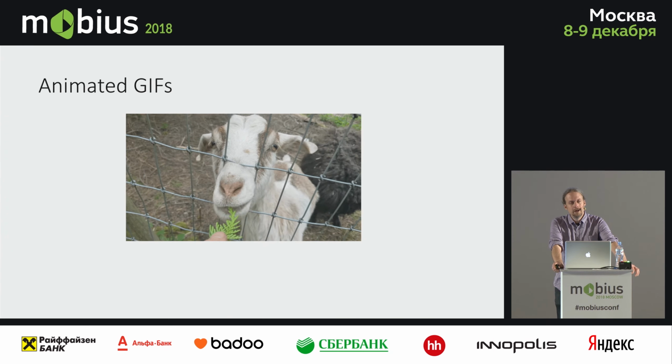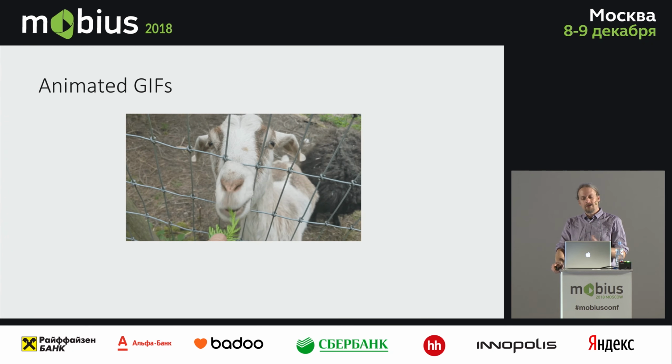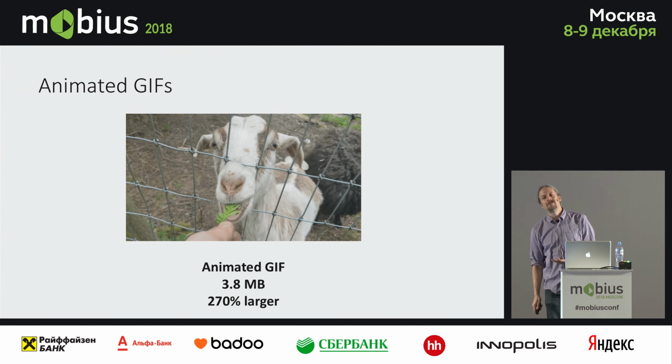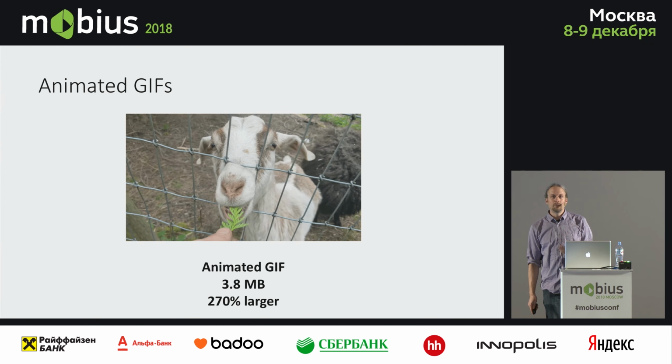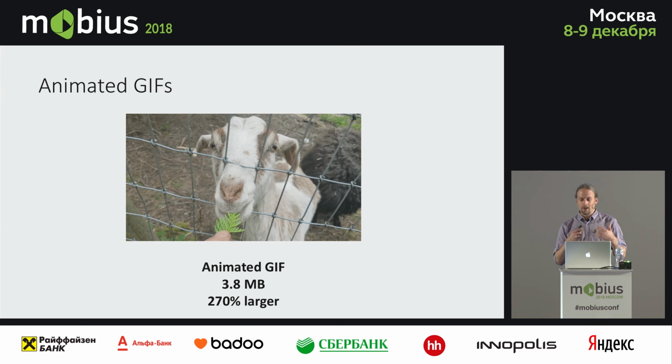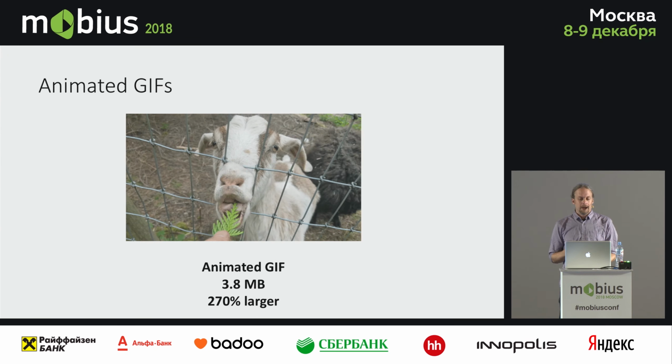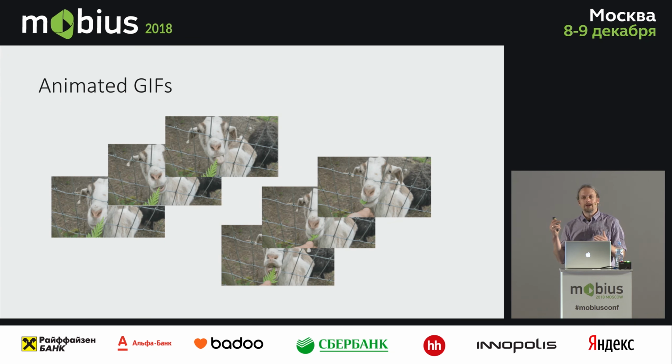Now, the problem is, when I take a movie and turn it into a GIF, it gets 270% larger. It's now 3.8 megabytes. The reason for this is that GIF is an older format and just the way it's built, there's no compression through that third dimension of time. It's literally just, if you're doing 15 frames per second, it's 15 GIFs. And so there's no compression. These files get really, really large really quickly.